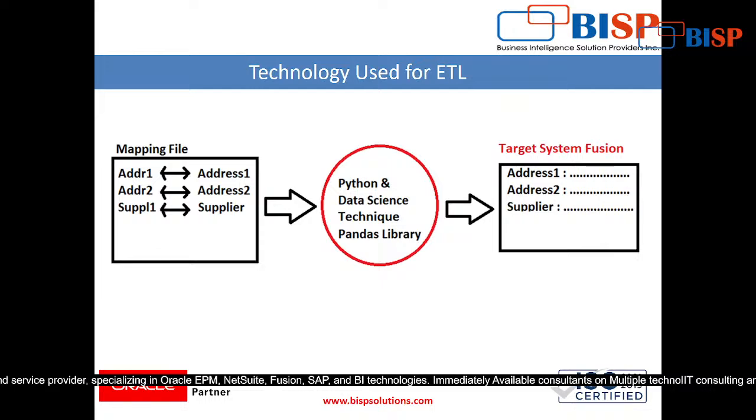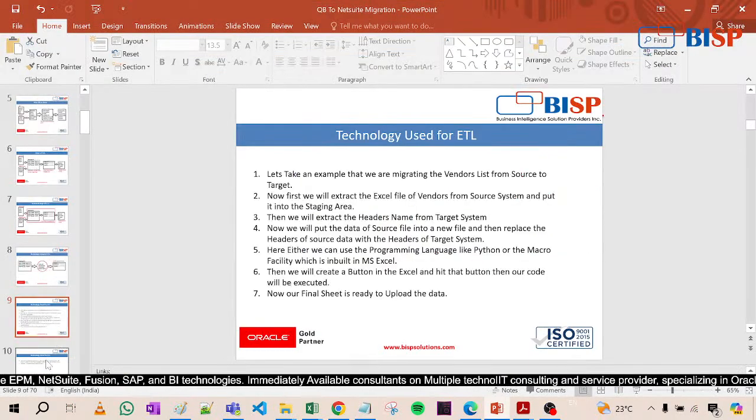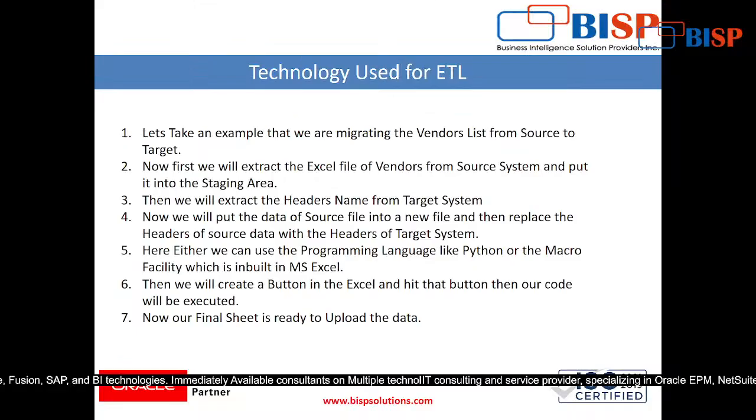So what process have we used here? Here is the mapping file, Python data technique, pandas library, and then target system. Okay, so the target system Fusion file is now created. Here we have written it step by step. Let's take an example that we are migrating the vendors list from source to target. First we will extract the Excel sheet of vendors from the source system and put it into the staging area. Fine, we have already discussed this. Then we will extract the header names from the target system. Okay, headers of the target we have received.